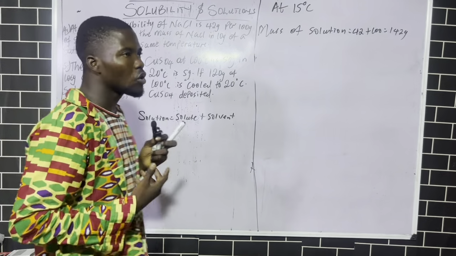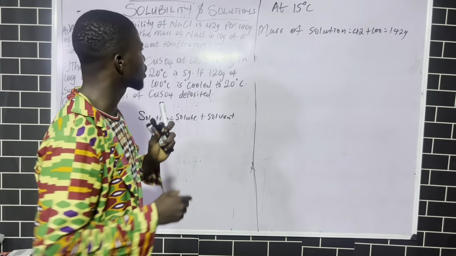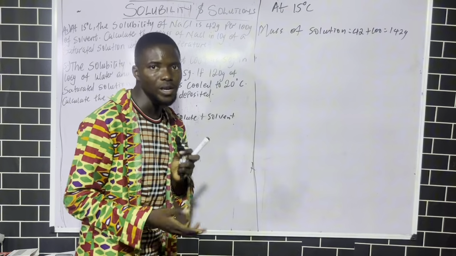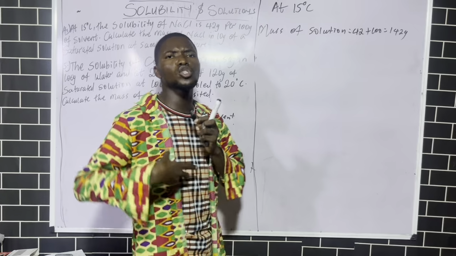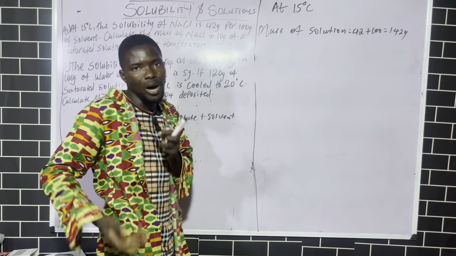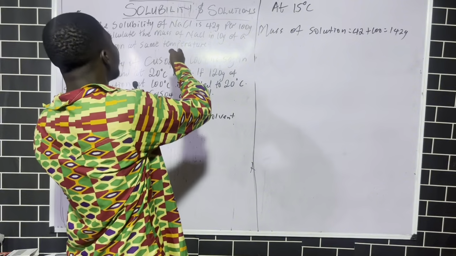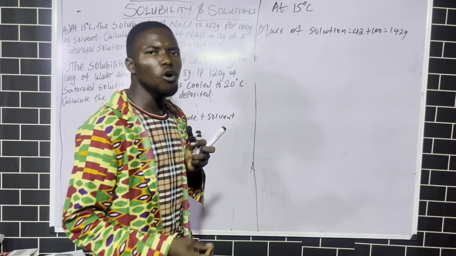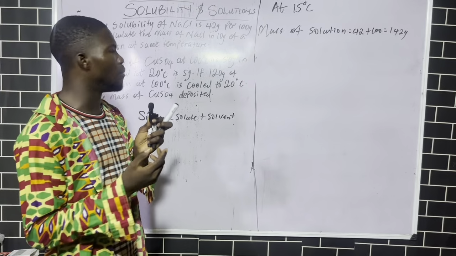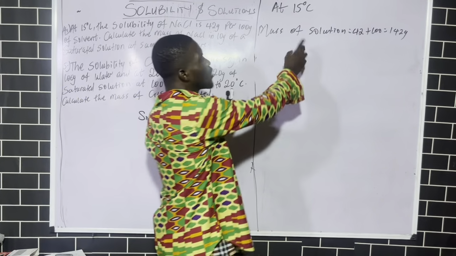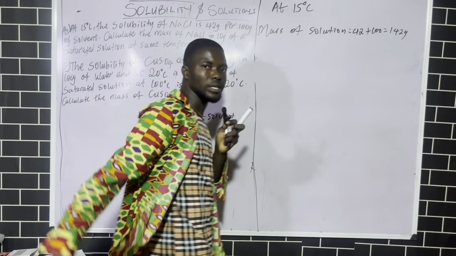Now they told us that at 15 degrees Celsius, 42 gram of sodium chloride can dissolve in 100 gram of solvent. Okay, but then they want us to tell them how much mass of the solute, that sodium chloride, can dissolve in this 10 gram of solution, not 10 gram of solvent. So for me to get the amount of solute, I will have to know the initial amount of the solution first, which is what I have done here.